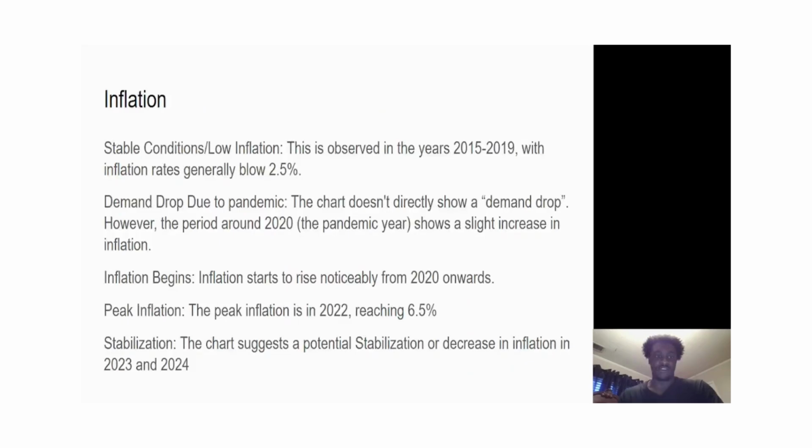Inflation, stable conditions, low inflation. This is observed in the years 2015 to 2019, with inflation rates generally below 2.5%. Demand dropped due to pandemic. The chart doesn't directly show a demand drop. However, the period around 2020, the big pandemic year, which was COVID, shows a slight increase in inflation. Inflation starts to rise noticeably from 2020 onwards. Peak inflation. The peak inflation is in 2022, reaching 6.5%. Stabilization. The chart suggests a potential stabilization or decrease in inflation.